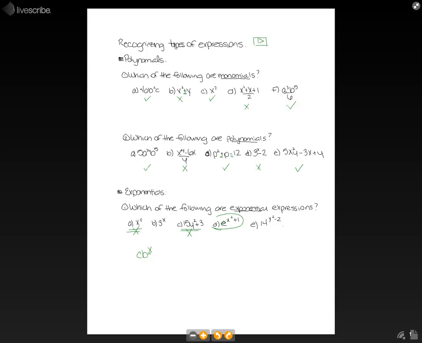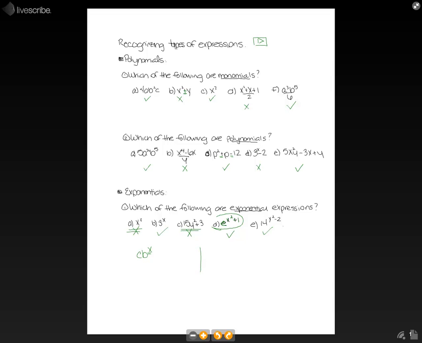B is the very formal definition. It in fact uses e to the x squared plus 1, which is definitely exponential. Letter E, although it is not the formal definition, both it and B do have variables in their exponents, so we do consider them to be exponential functions.